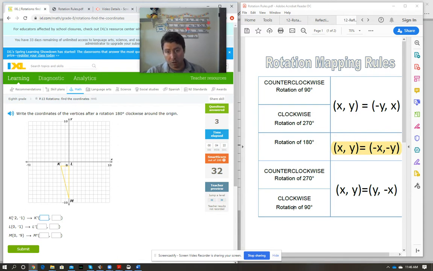So look, I'm going to use this rule because it says a 180 clockwise. So I'm going to take the opposite of x and the opposite of y. The hardest thing here is just finding all your points originally, what they have right here. You know you don't have to switch these. So what's the opposite of -2? 2. What's the opposite of -1? 1. I got those points right from here.